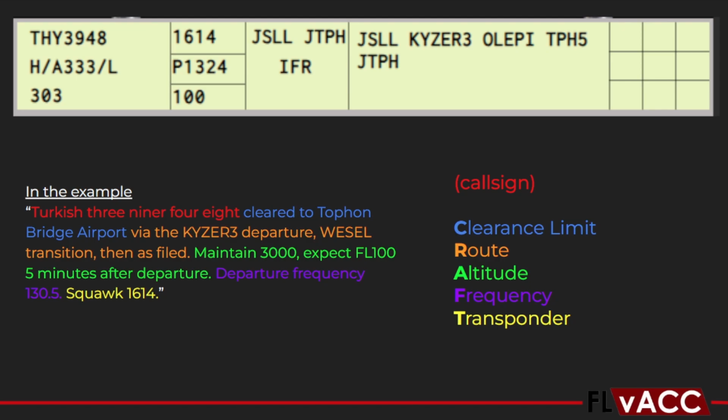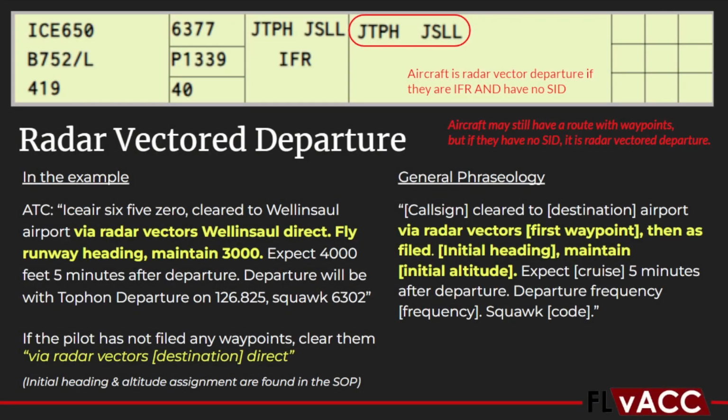Now, I mentioned much earlier that there are cases where pilots file IFR but don't file a SID. In that case, we call these radar vector departures, and the route and initial altitude assignment section of the clearance will be slightly different. Note that pilots may still file waypoints in their route, but if there's no SID, then it's still a radar vector departure. So, when we have a radar vector departure, we can no longer clear them via a SID, then as filed, since there is no SID.